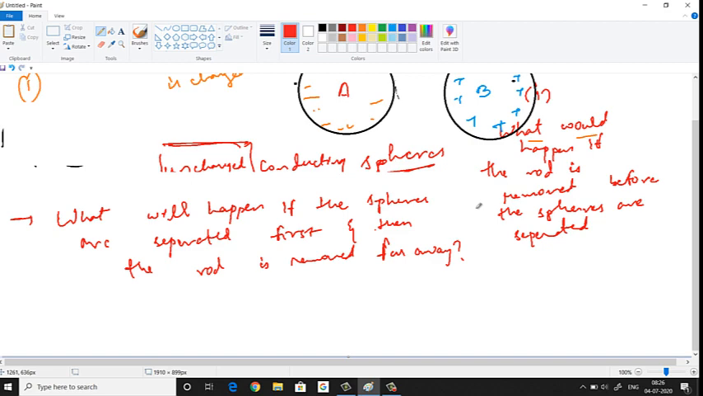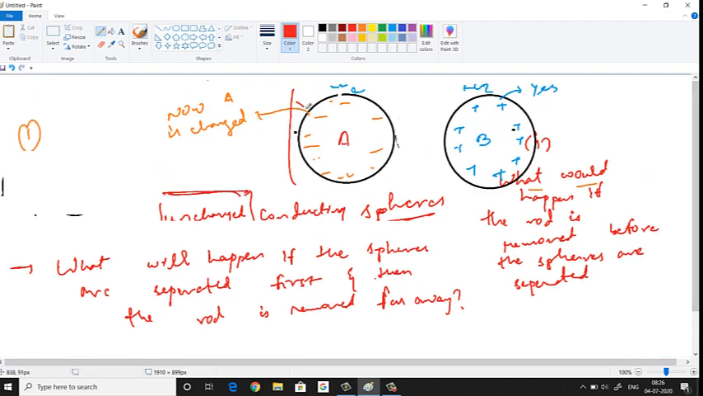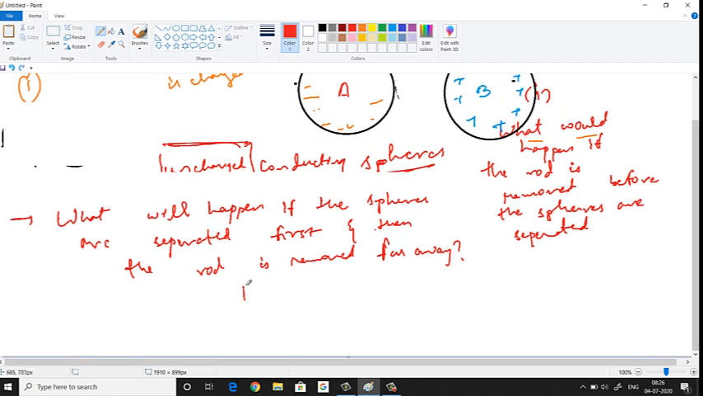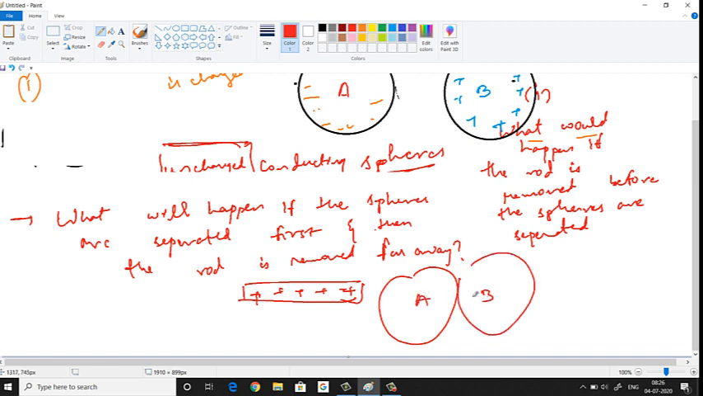We did this already. First, what was the initial situation? We had a positively charged glass rod. We had A and B, with no charge initially. Then due to this positive charge, we got some negative charge on A because of induction. And here we got positive charge, because they are conductors, so this positive charge came over here.